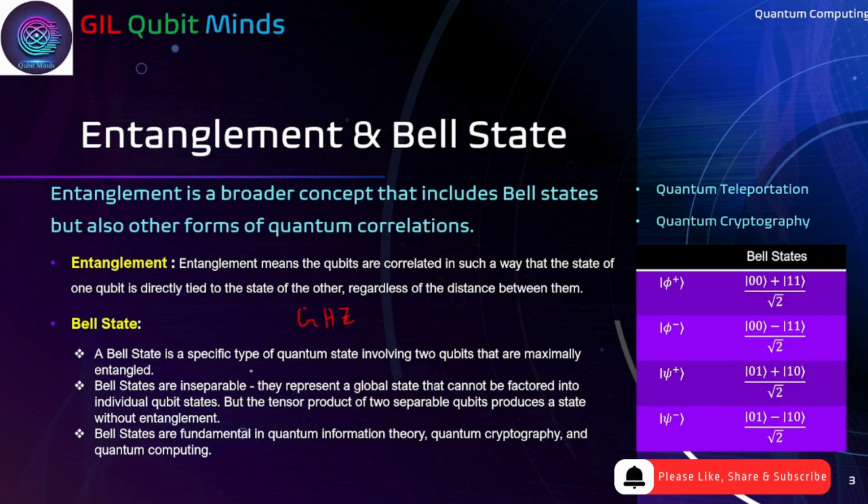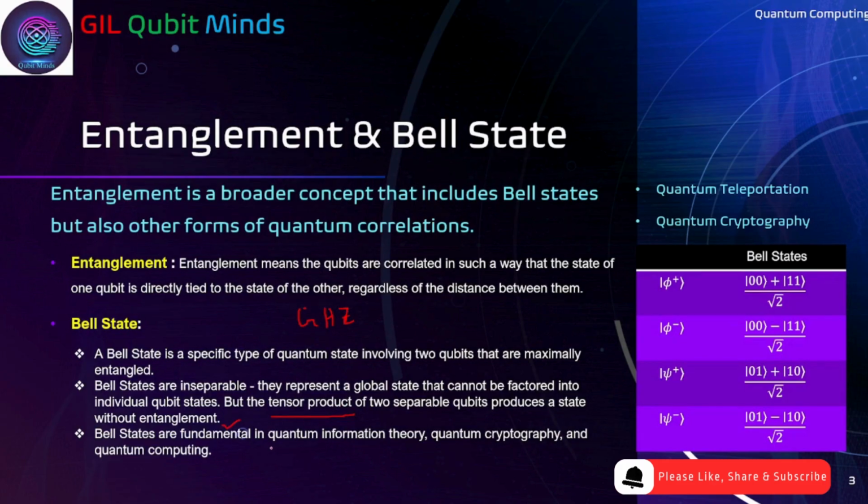A Bell state is a specific type of quantum state involving two qubits that are maximally entangled, and Bell states are inseparable. You cannot separate them or represent them with a tensor product. If any qubits can be represented by a tensor product of two separable qubits, it means there is no entanglement between the two qubits, because they are separable.